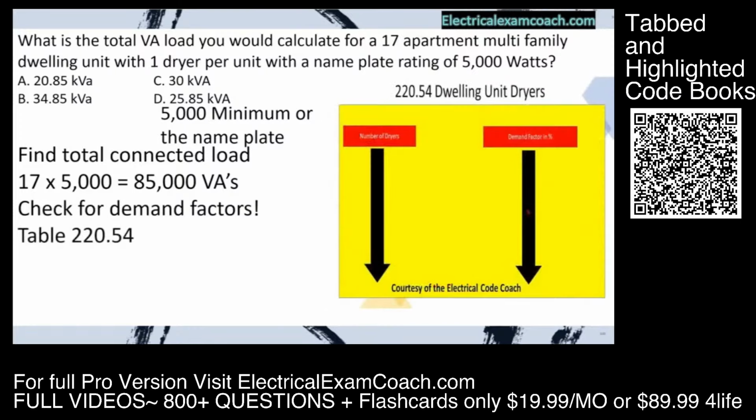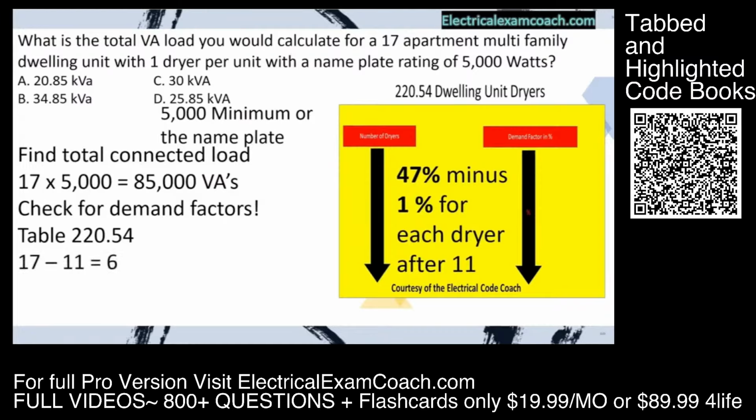When we get to table 220.54, we're going to find that it's a 47% base minus 1% for each dryer past 11. So what we do is first have to figure out how many dryers we are past 11. We have 17 dryers minus the 11 base, and that lets us know that we're 6 past 11. What this code is stating is that 47% was our base multiplier, and then we're going to subtract 1% for each one that we are past 11. We were 6 past 11, so we're going to take our 47% base minus 6, and that's going to give us a new demand factor of 41%.